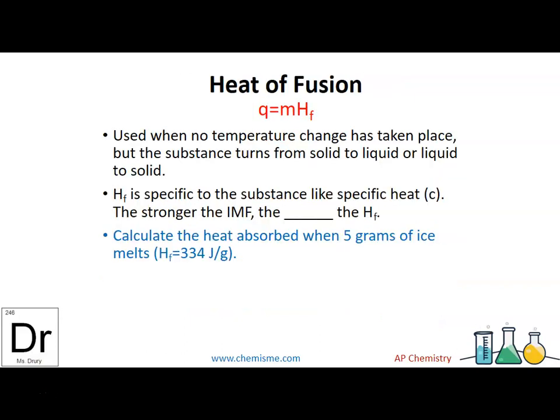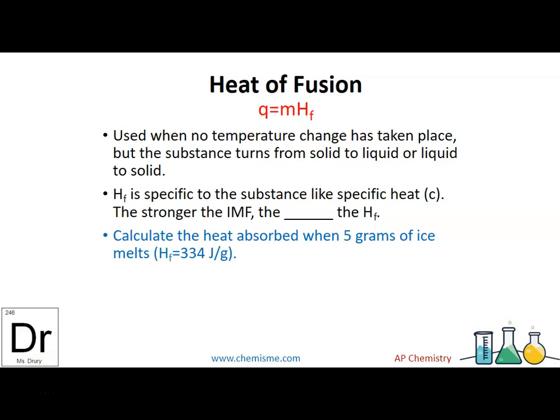One more type is heat of fusion. This is used again when there's no temperature change taking place, but it's going from solid to liquid or liquid to solid, so it's freezing or melting. Again, HF is specific to the substance like C. Every substance has its own. The stronger the force is, the higher its HF, because it's resisting that change.